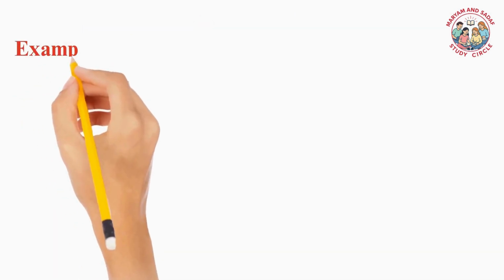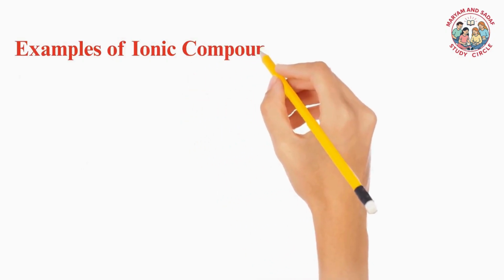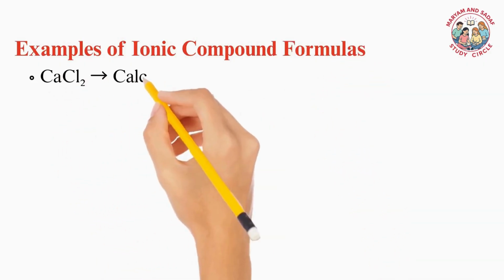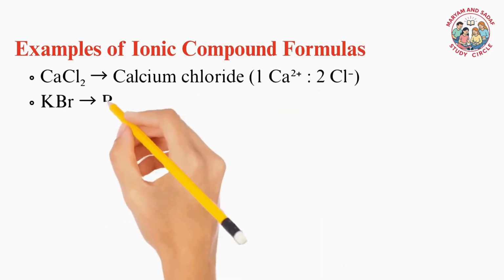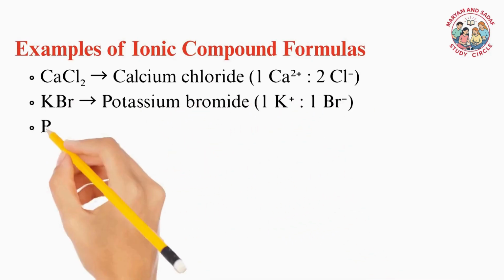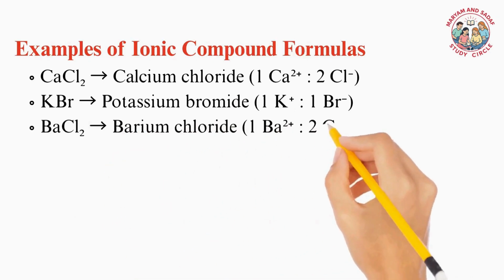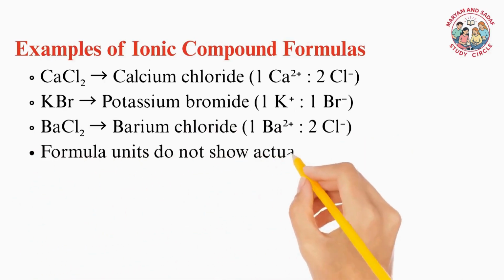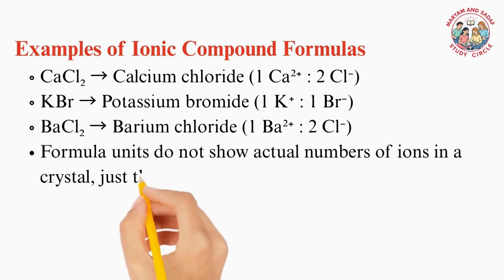Examples of ionic compound formulas: calcium chloride, potassium bromide, barium chloride. Formula units do not show actual numbers of ions in a crystal, just their ratio.